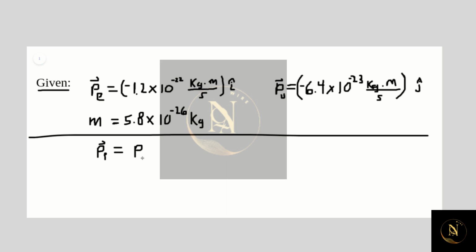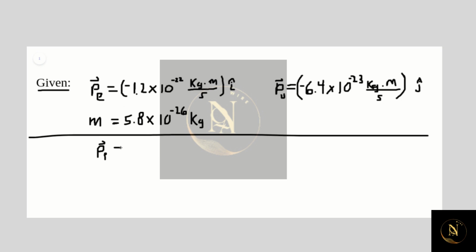So this question wants us to find A, the magnitude, and then B, the direction of the linear momentum of the daughter nuclei if the daughter nuclei has a mass 5.8 times 10 to the minus 26 kilograms. For part C, it wants us to find the kinetic energy.